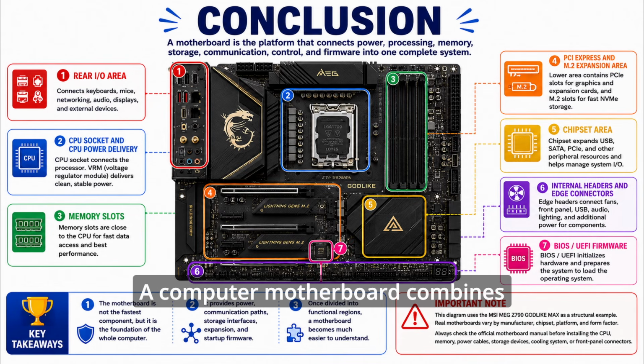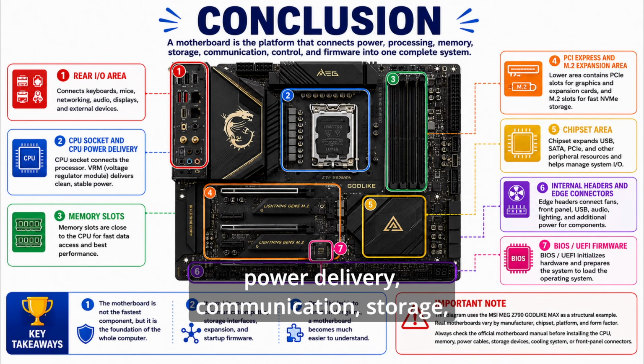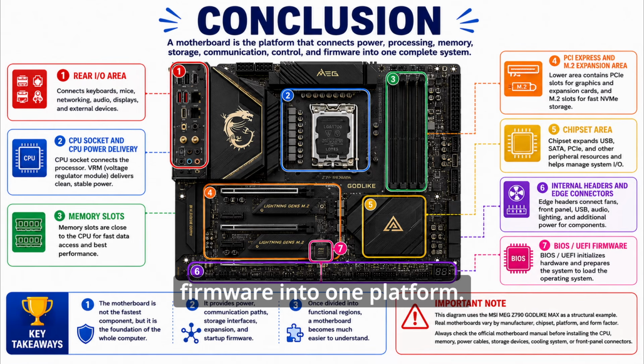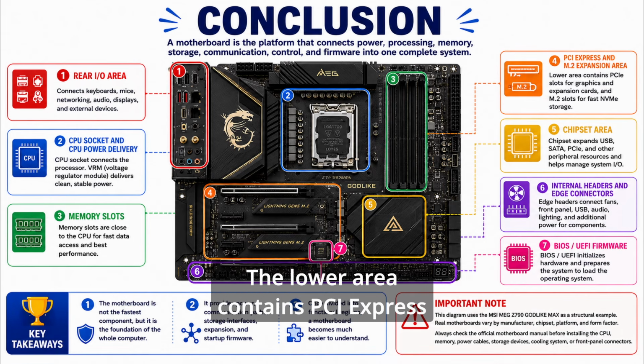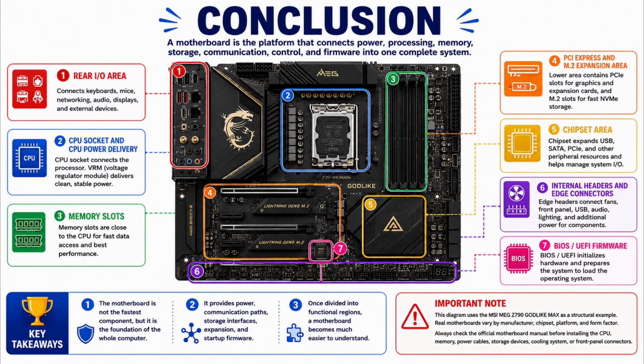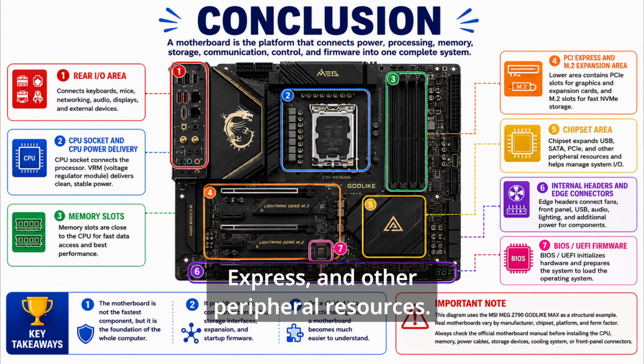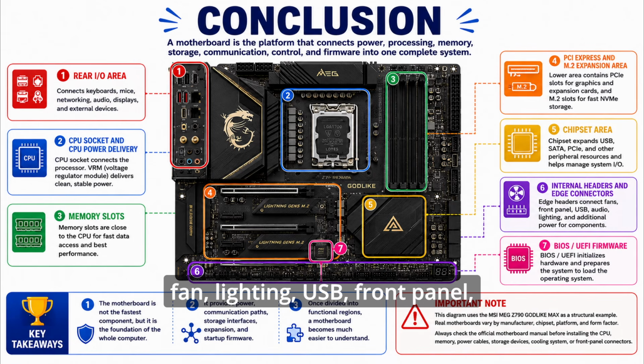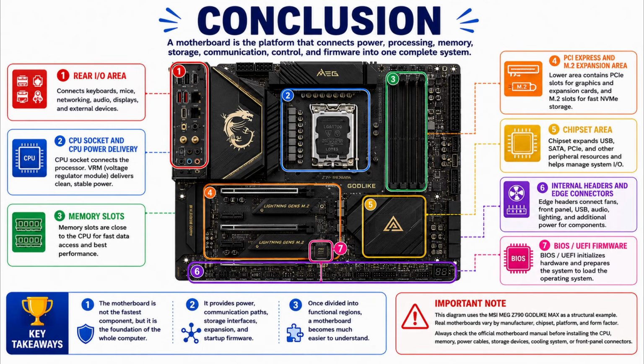Conclusion. A computer motherboard combines power delivery, communication, storage, expansion, control, and firmware into one platform. Once it is divided into functional regions, its structure becomes much easier to understand. The rear I/O area connects external devices. The center contains the CPU socket and power delivery system. The memory slots are located close to the processor. The lower area contains PCI Express and M.2 expansion connections. The chipset expands USB, SATA, PCI Express, and other peripheral resources. The board's edges contain power, fan, lighting, USB, front panel, and audio connectors.